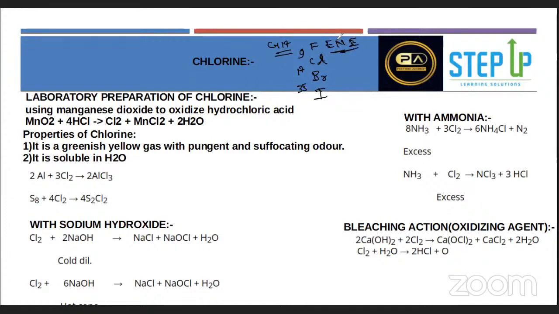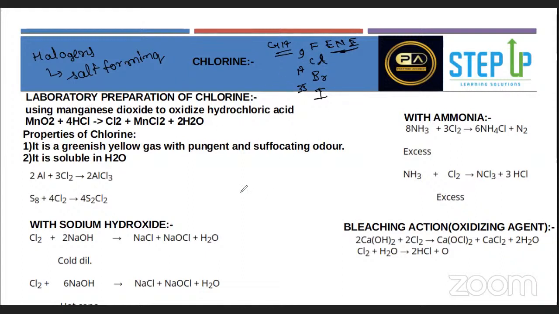Group 17. The name for them is halogens. Halogens are basically salt forming. Group 17 is known as halogen. They're just placed before group 18, that is noble gas. If you talk about group 17 and group 18, there is a huge difference in their properties.